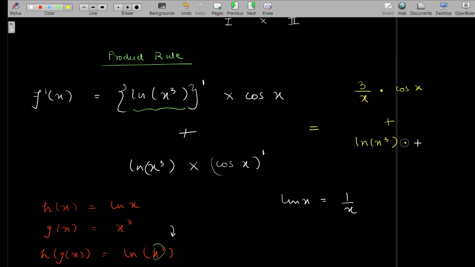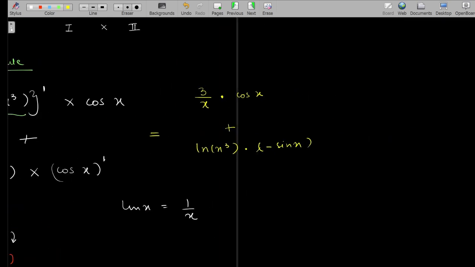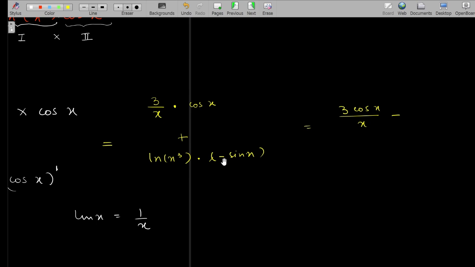So times negative sine x. And you can further simplify this. So this becomes 3 cosine x over x minus, because this negative sign I'm bringing outside, minus ln x cube times sine x. This will be your final answer.